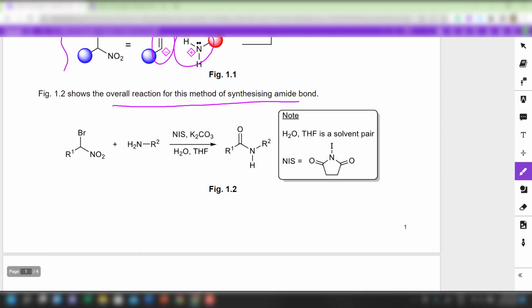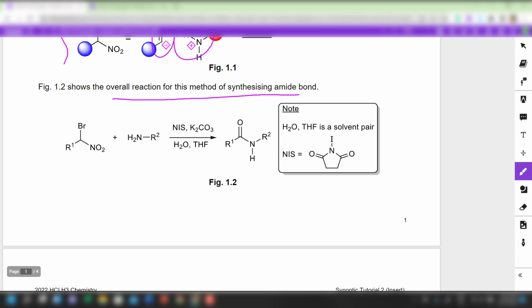Okay, so over here figure 1.2 gives us the so-called Umpolung approach. You realize that basically they are using a nitroalkane, together with a primary amine, and then of course you have some interesting reagent here like NIS. NIS actually stands for N-iodosuccinimide, but you don't really need to know the name. And then of course you have a solvent pair, H2O and THF. In case you're wondering what exactly a solvent pair is, it means that we are using a combination of water and THF as the solvent. Sometimes a solvent pair is able to solvate the reactants better. Okay, and then in the process, you're going to generate this.